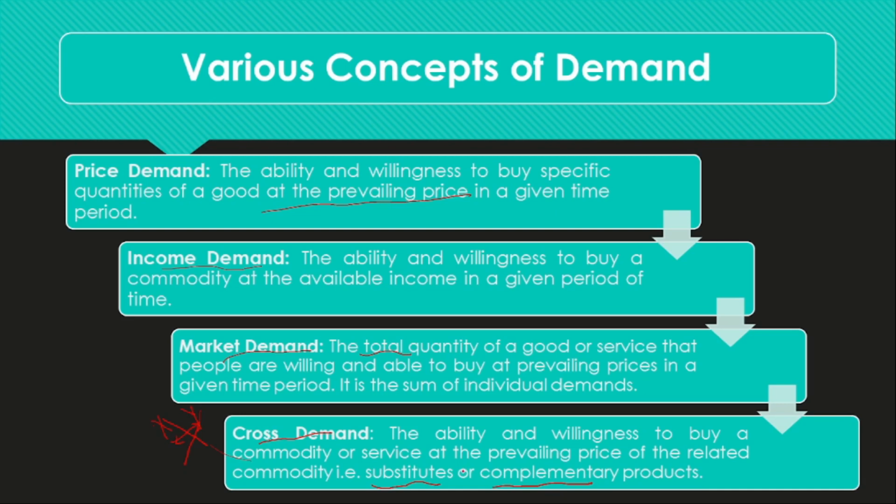Why? Because here the demand for a product is not increasing or decreasing because of its own determinants, but because of changes in the prices of related commodities. And the related commodity could be a substitute or a complementary. So that is called cross demand.